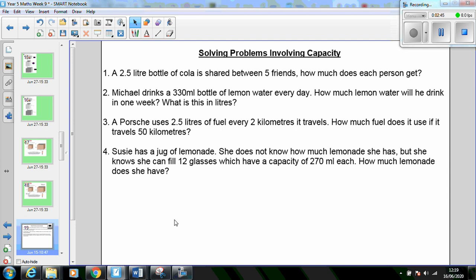Then we've got a car that uses 2.5 litres of fuel every 2 kilometres that it travels. How much fuel does it use if it travels for 50 kilometres? And last of all, Susie has a jug of lemonade. She doesn't know how much lemonade she has, but she knows that that jug can fill 12 glasses that each have the capacity of 270 millilitres. So how much lemonade does she have?